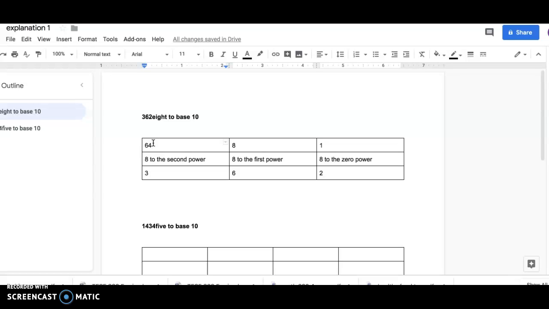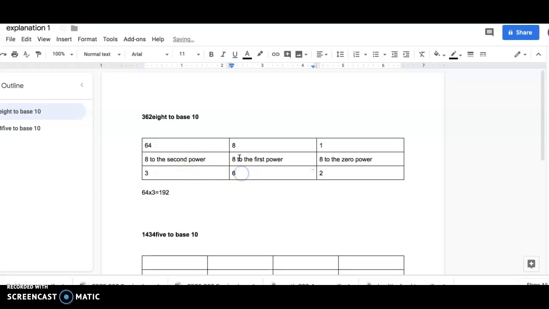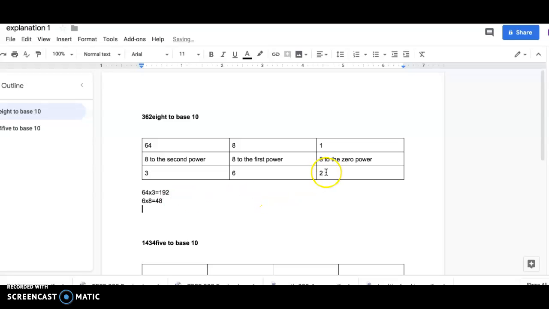Then we are going to multiply the corresponding top row numbers by the bottom row numbers. First, we're going to take 64 times 3, and that is going to give you 192. Then we are going to multiply 6 times 8, and that is going to give you 48. And then we are going to multiply 2 times 1, and that is going to give you 2.